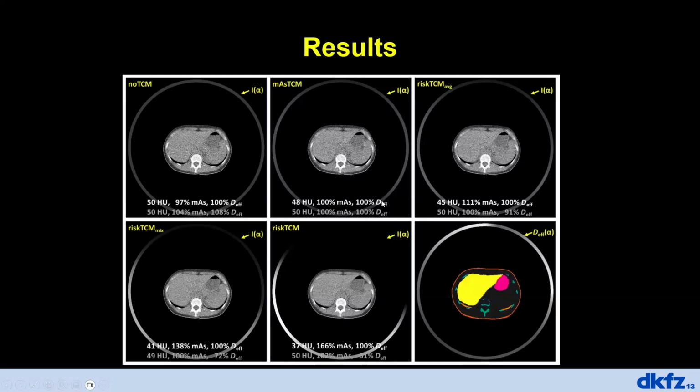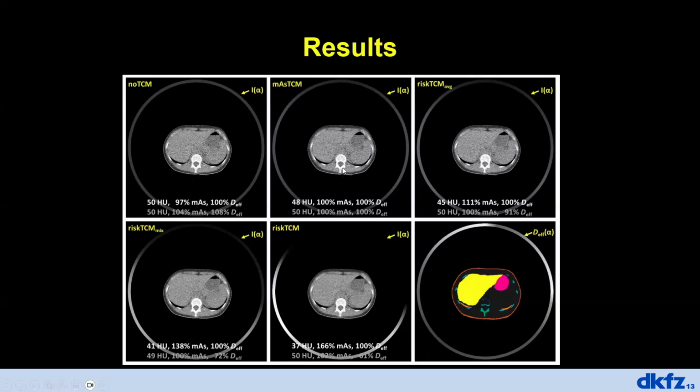The lines with the values here are twofold. First, we said, okay, let's say we keep the effective dose constant. This is 100%. This is the top line in each figure. And if we compare now MAS TCM to RIS TCM, we find that at the same effective dose, we can reduce image noise to 37 Hounsfield units from 48 Hounsfield units.